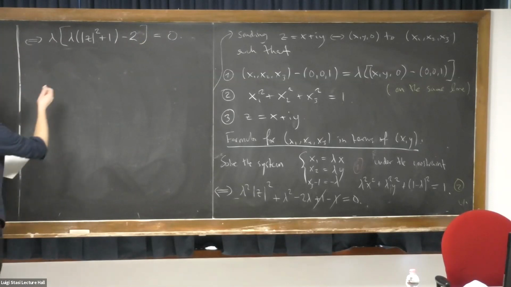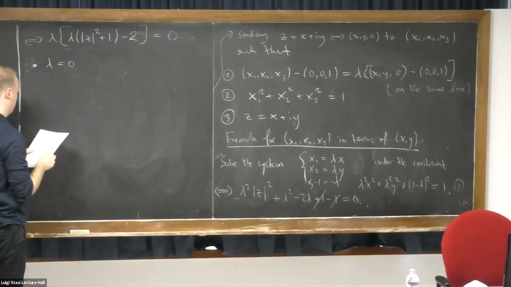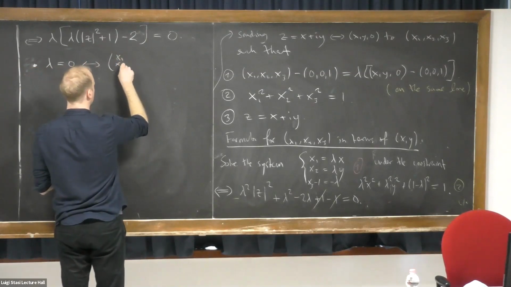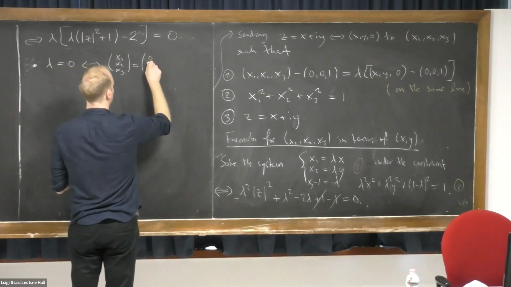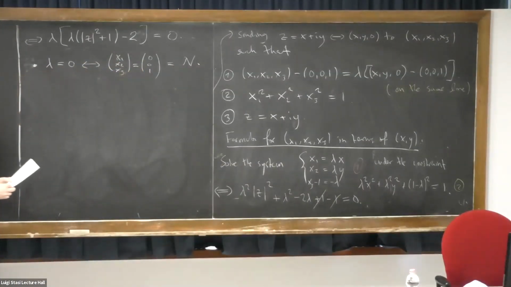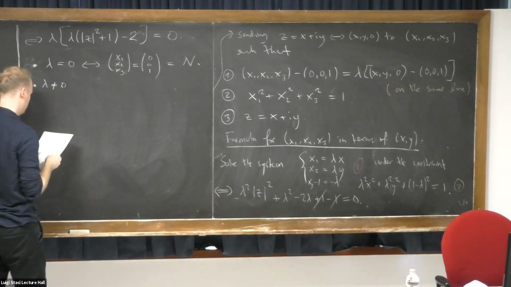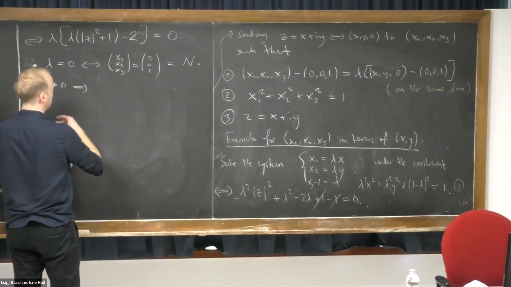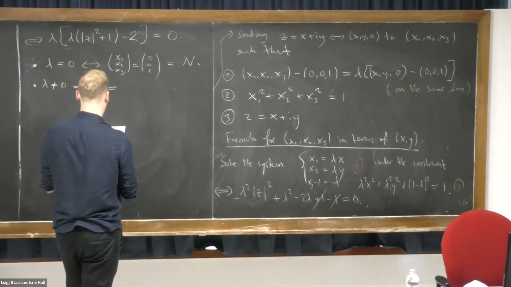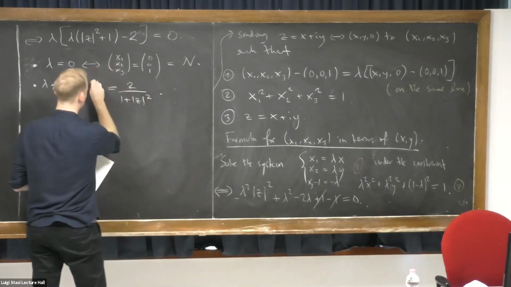And this means that we have these two cases. So if lambda is equal to 0, this would correspond to x1, x2, x3 equals 0, 0, 1, which is the North Pole. Okay. And in the case that lambda is non-zero, then this implies that lambda is equal to 2 over 1 plus mod of z squared.